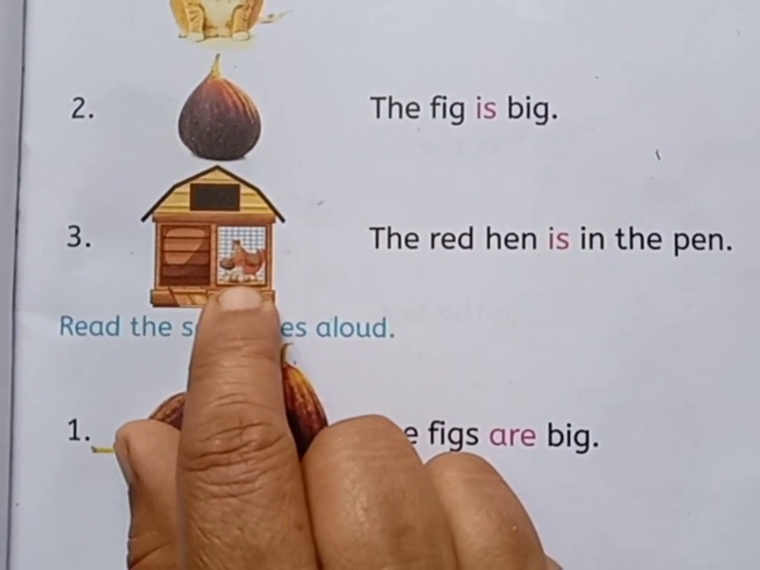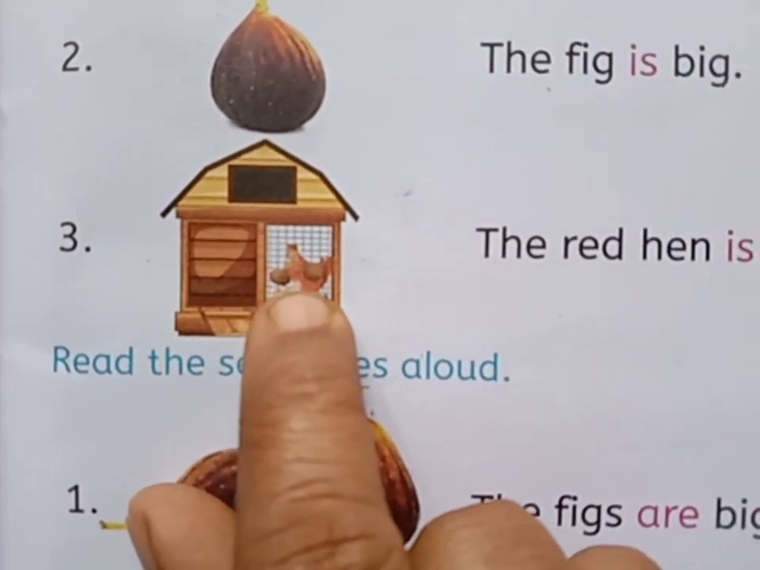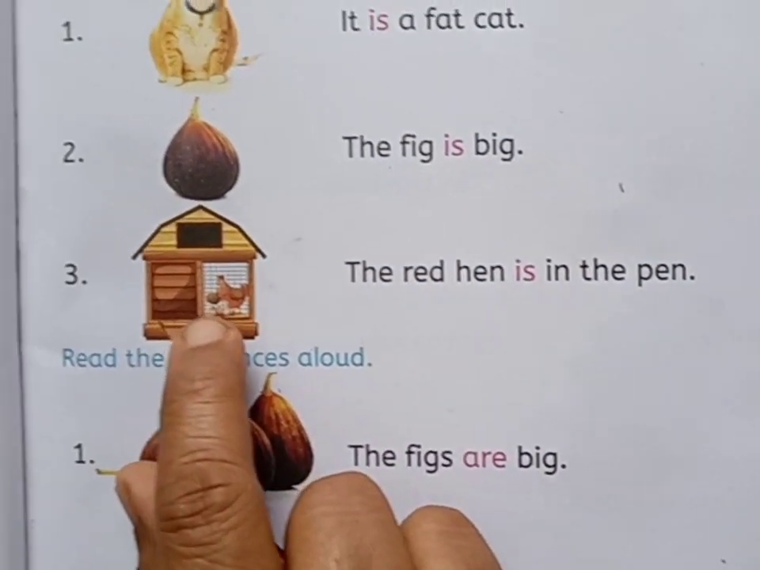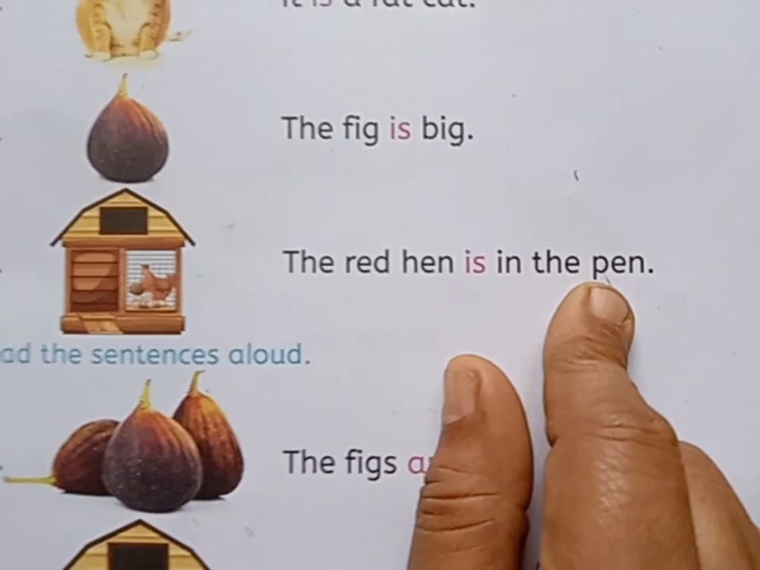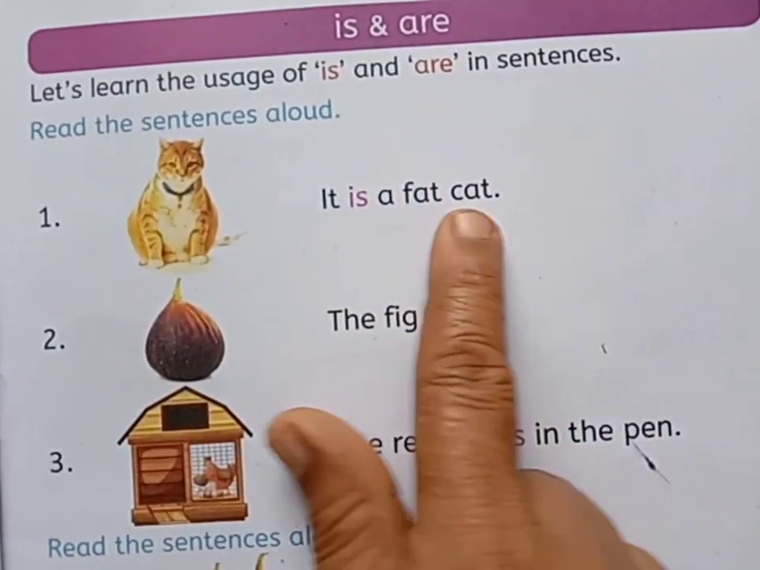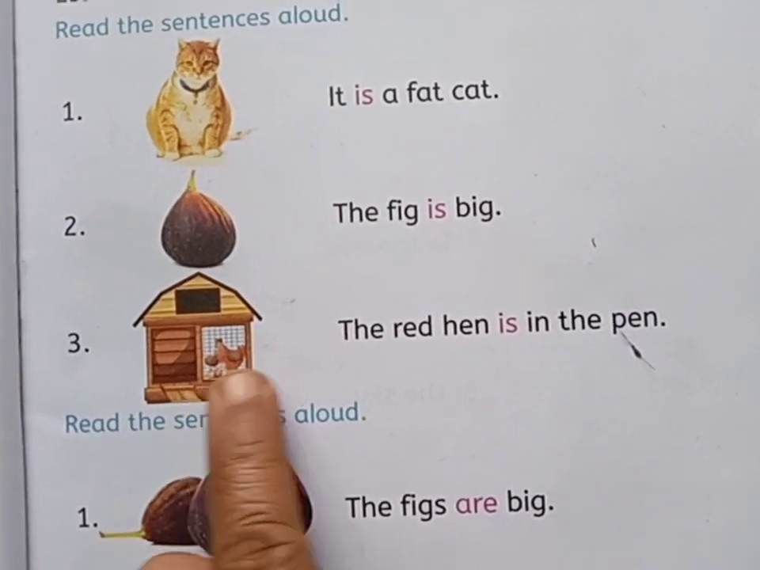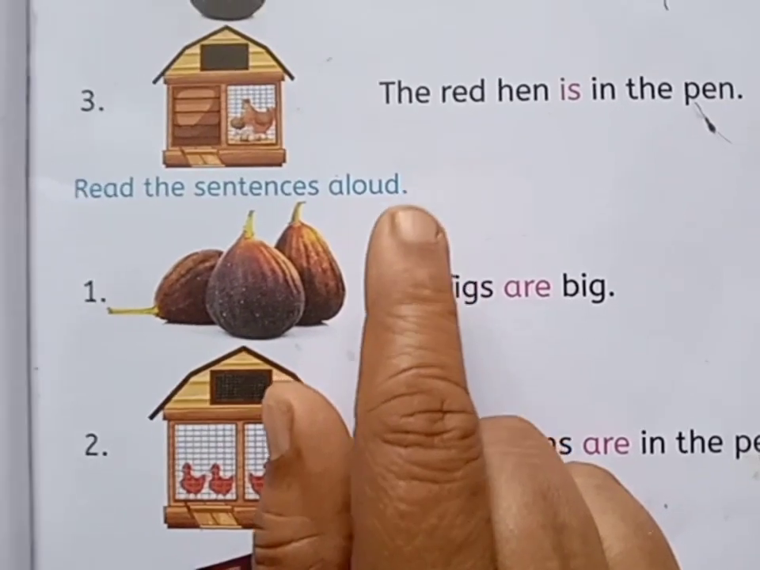What color is the hen? The hen is red in color, isn't it? Where is the hen? In the pen. The red hen is in the pen. See once again, it is a fat cat. The fig is big. The red hen is in the pen. Read the sentences aloud.